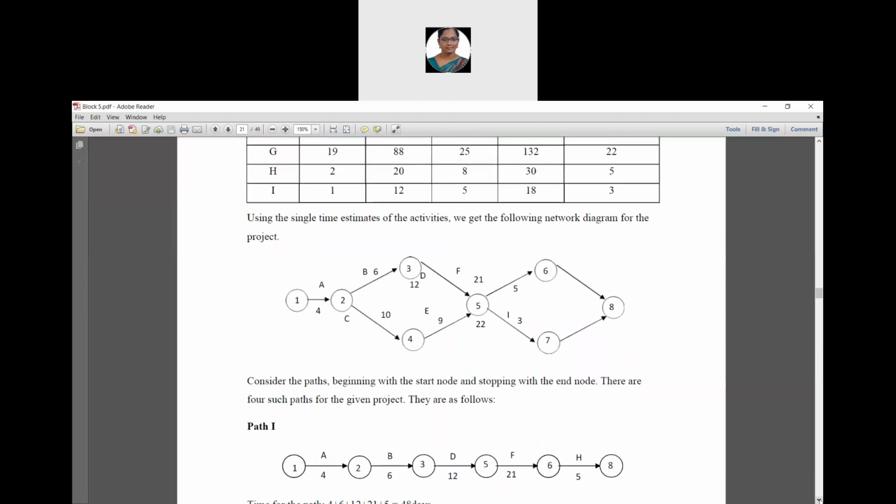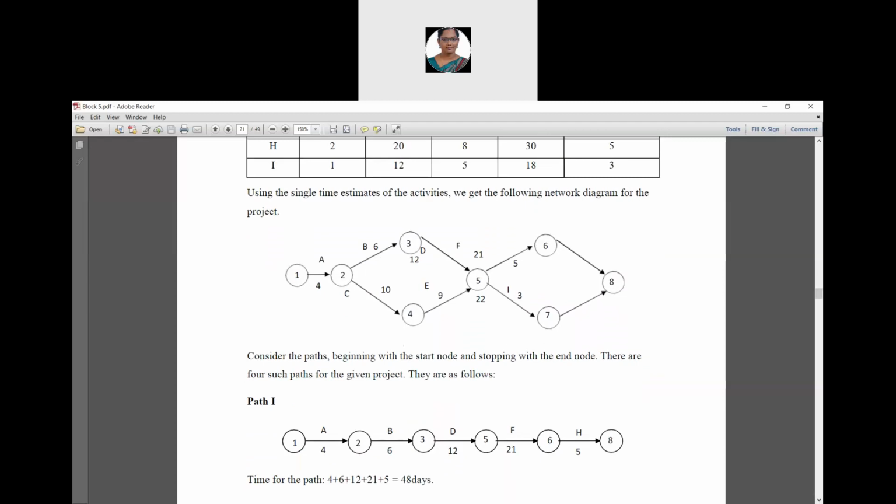So path 1 is 1 to 2, 2 to 3, 3 to 5, 5 to 6 and 6 to 8. 1 to 2 has an activity A and its corresponding time duration value is 4. And 2 to 3 has an activity B and its corresponding time duration is 6. And 3 to 5 has an activity D and it has the time duration value 12.